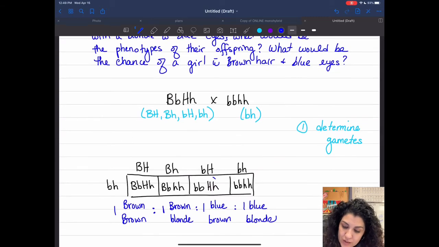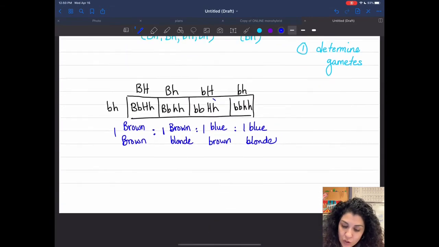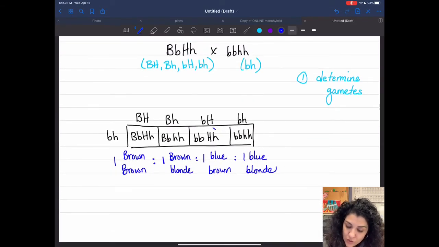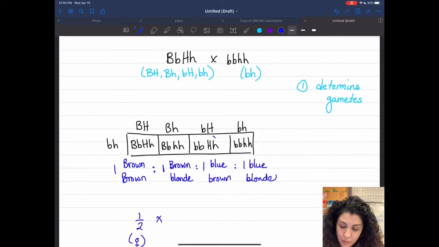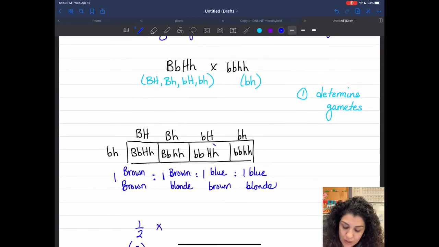Now the next question says, what would be the chance of having a girl with brown hair and blue eyes? So again, product rule here. I have a half chance for girl. And to that, I have to multiply the probability of brown hair and blue eyes. Brown hair and blue eyes is right over here. Well, it's only 1 out of 4. So again, I'm going to put 1/4 there.